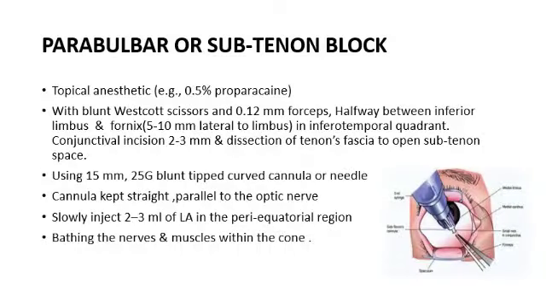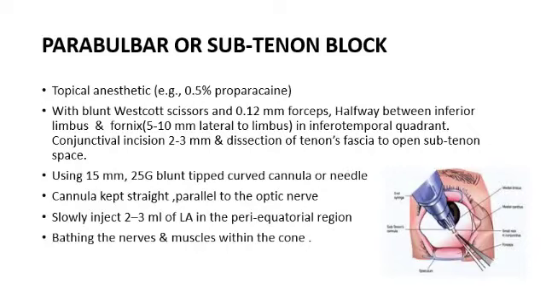So what is a parabulbar or subtenon block? As I told you during the spaces, we can inject the anesthetic into the subtenon space. That is called a subtenon block. Topical anesthetic, that is 0.5% proparacaine, is instilled. With a blunt Westcott scissors and a forceps, you will create a conjunctival nick halfway between the inferior limbus and the fornix in the infratemporal quadrant.